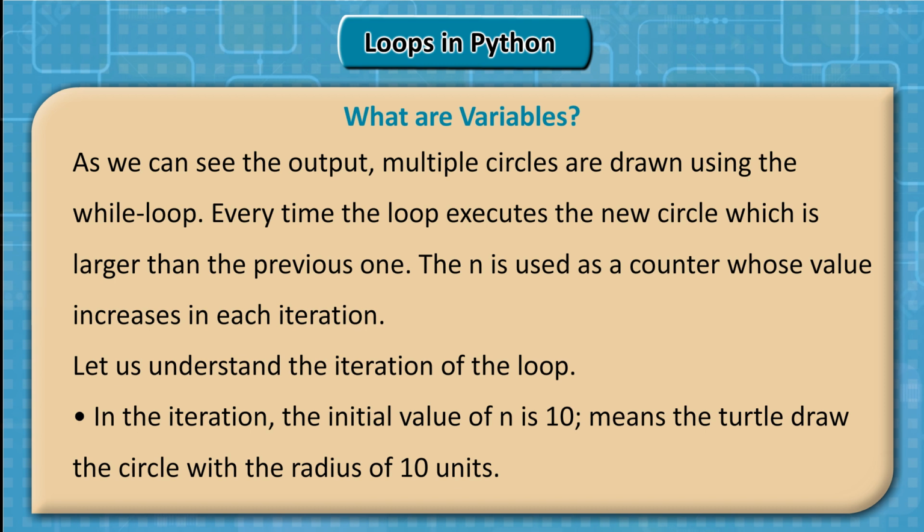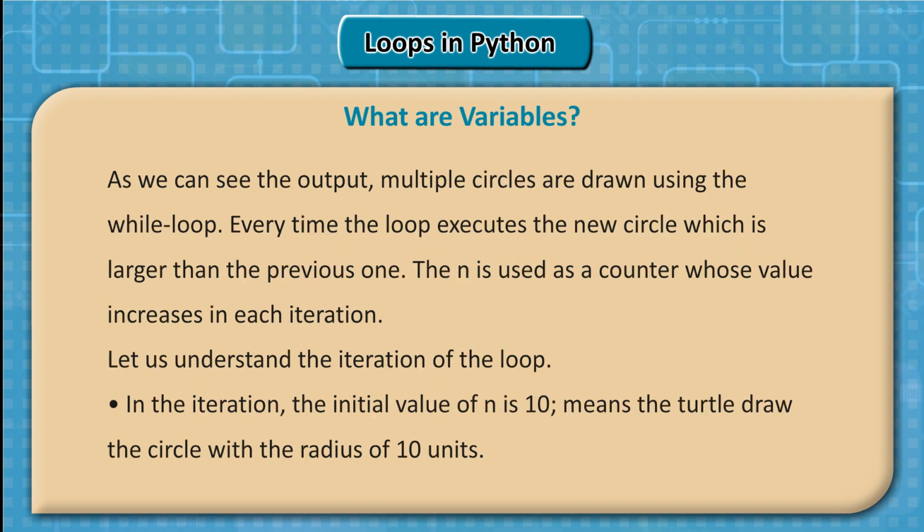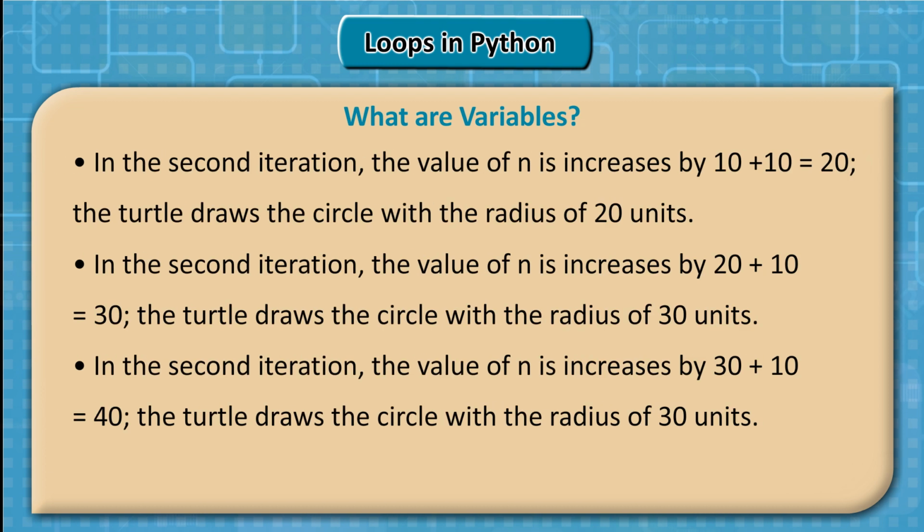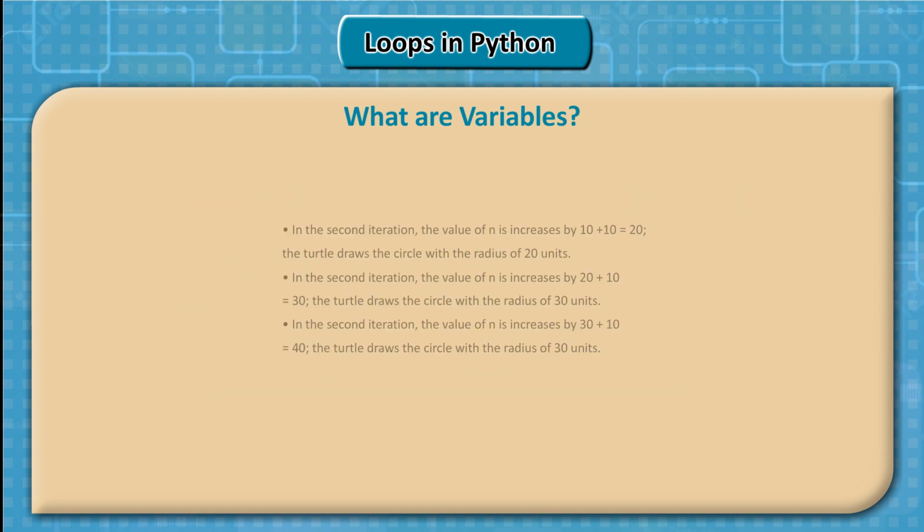Let us understand the iteration of the loop. In the first iteration, the initial value of n is 10, which means the turtle draws the circle with a radius of 10 units. In the second iteration, the value of n is increased by 10, so 10 plus 10 equals 20. The turtle draws the circle with a radius of 20 units. In the third iteration, the value of n is increased by 20 plus 10 equals 30. The turtle draws the circle with a radius of 30 units. In the fourth iteration, the value of n is increased by 30 plus 10 equals 40.